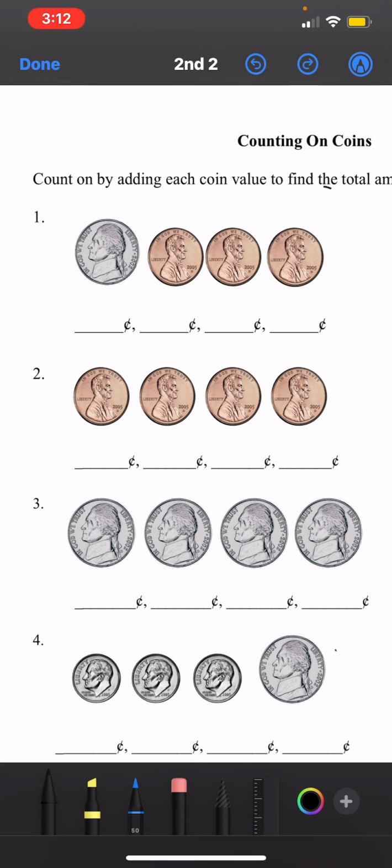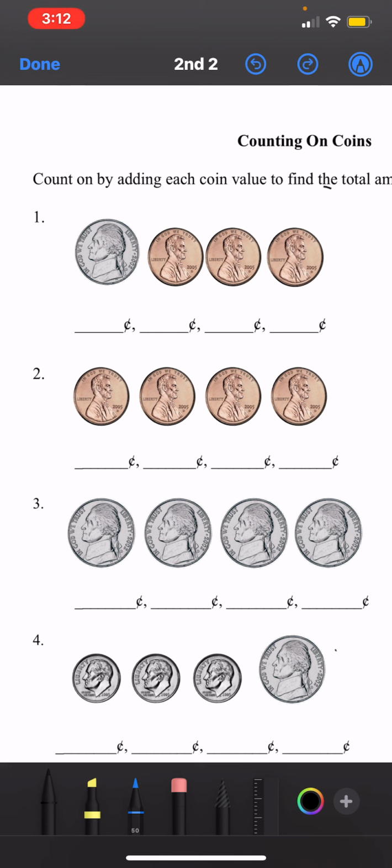And now we have 3 pennies. 1 penny equals what? We don't know. So let's look up. 1 penny equals 1 cent. Okay, let's write that there for these 3 pennies. So each one of them equals 1 cent. So that's how it's going to look.